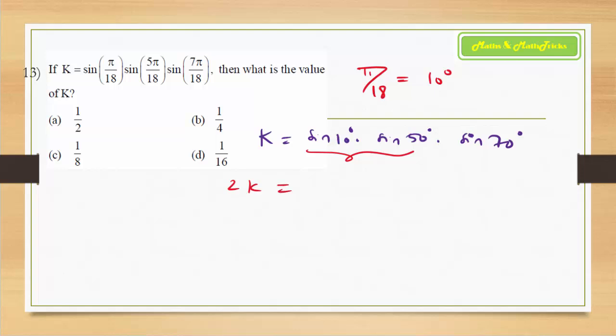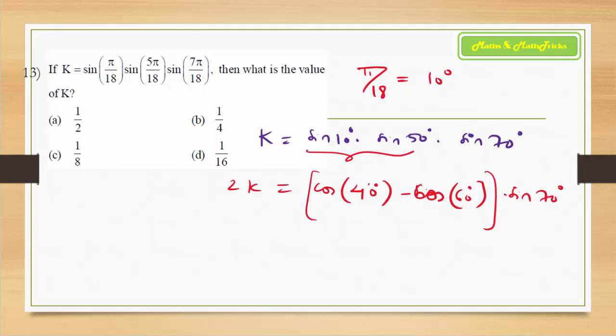So 2K is equal to 2 sine A sine B, which is the result of cos A minus B minus cos A plus B. So cos 40 minus cos 60, and this is multiplied by sine 70. See, I have used a formula here. What is that formula? The 2 sine A sine B formula is cos of A minus B minus cos of A plus B. I have used this formula.